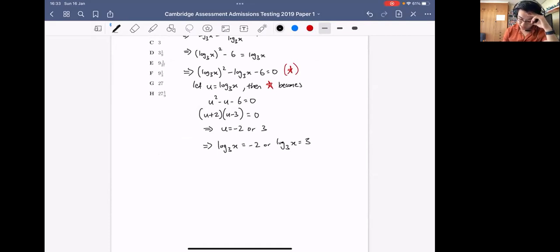Then this means x is, for the first equality, x can be, I think it's 1/9. And this one is 27. Therefore, the sum is, I don't like leaving it in mixed fraction, but that's what option H is. Great.